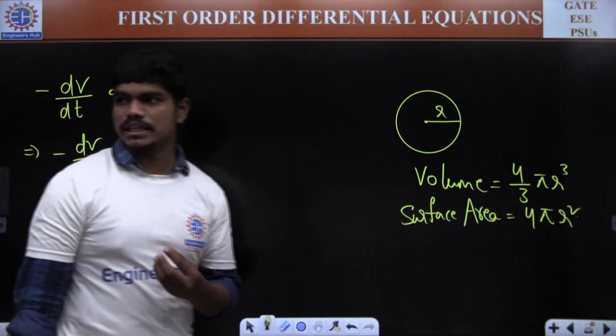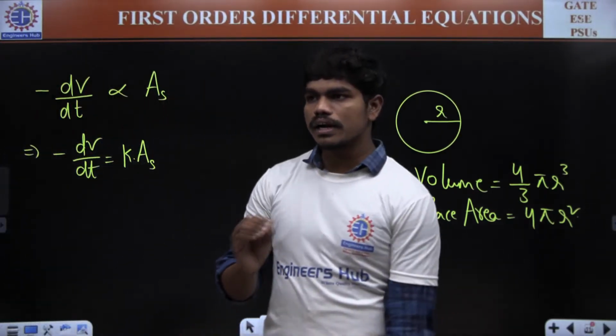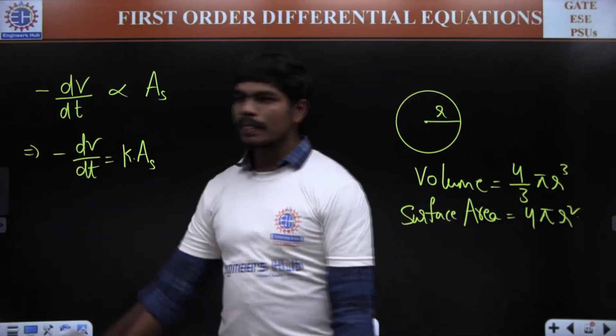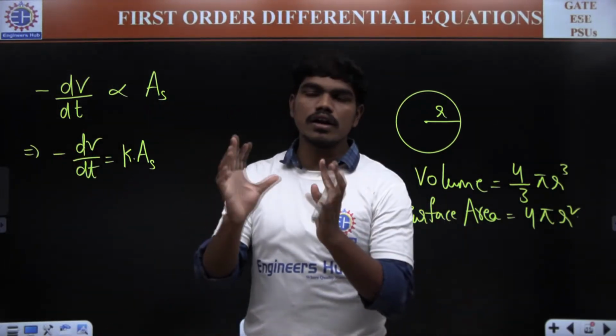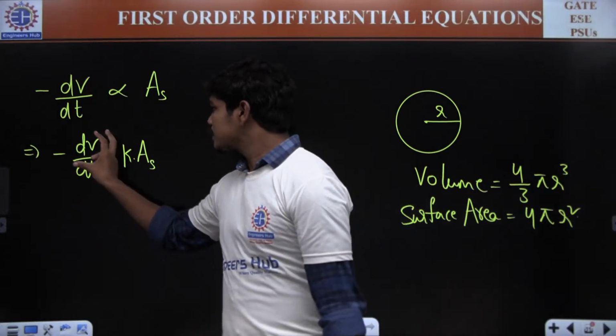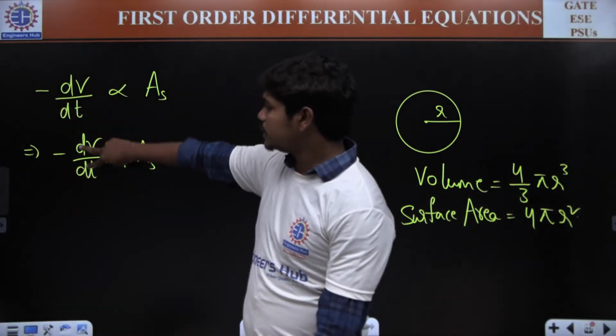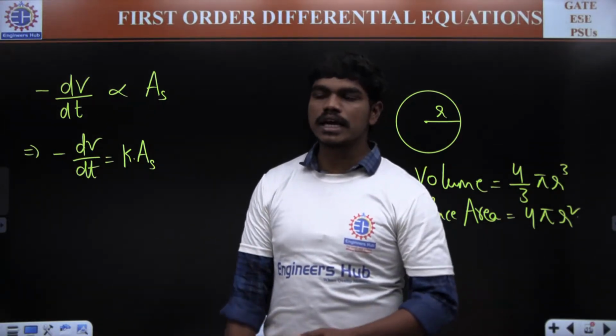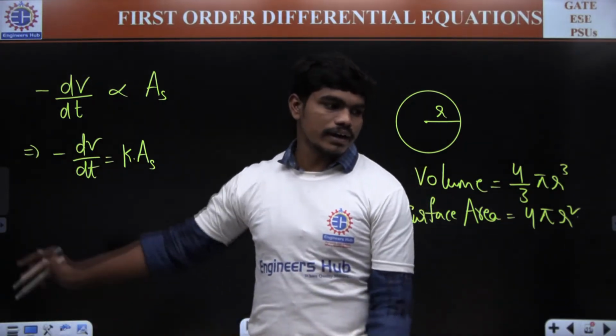Did you all understand how I wrote this equation? And did you understand why I put a minus sign here? Because it is given that the volume is being lost. As time is increasing, the volume is decreasing. Since these two are counter effects, we put a minus sign here. Is that clear to all of you? Did you all understand why we put a minus sign?